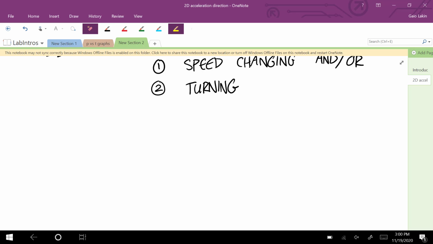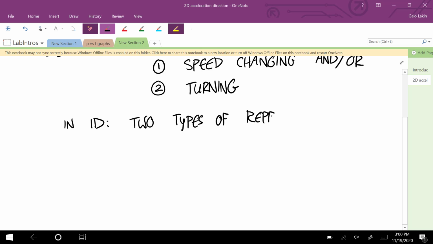So the first thing in this lab that you need to do are a few problems that are trying to make the distinction for one-dimensional motion. In 1D, you can think of there being two different ways that you can represent an object's motion. So two types of representations of motion.